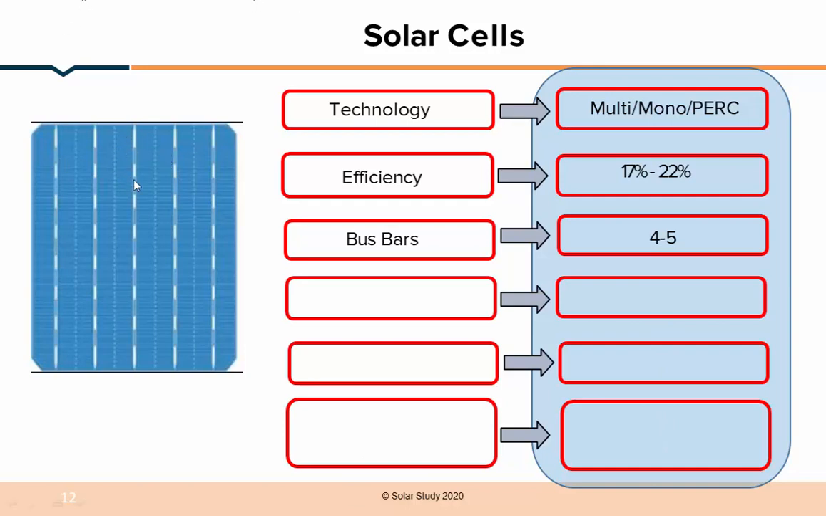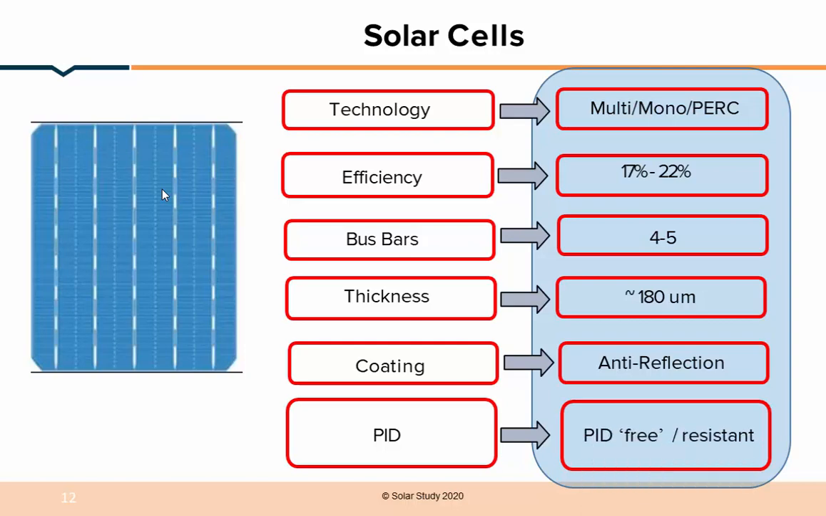Generally, few cells use a maximum of 4, or in some cases a high power module has 5 bus bars. Thickness, we know it is around 180 micrometer. Then coating, anti-reflection coating is a must. And PID, what is PID? It is potential induced degradation. So it should be potential induced degradation free.